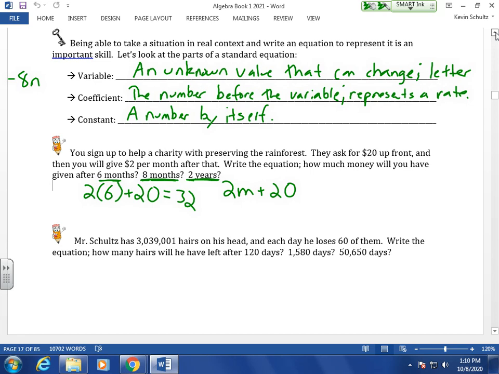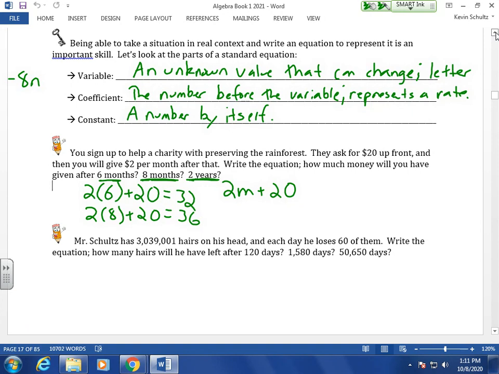For 8 months, what changes? You change the 6 to the 8. 2 times 8 plus 20. Now you've got $36. Notice the 20 didn't change because that was still the initial just sign-up cost.